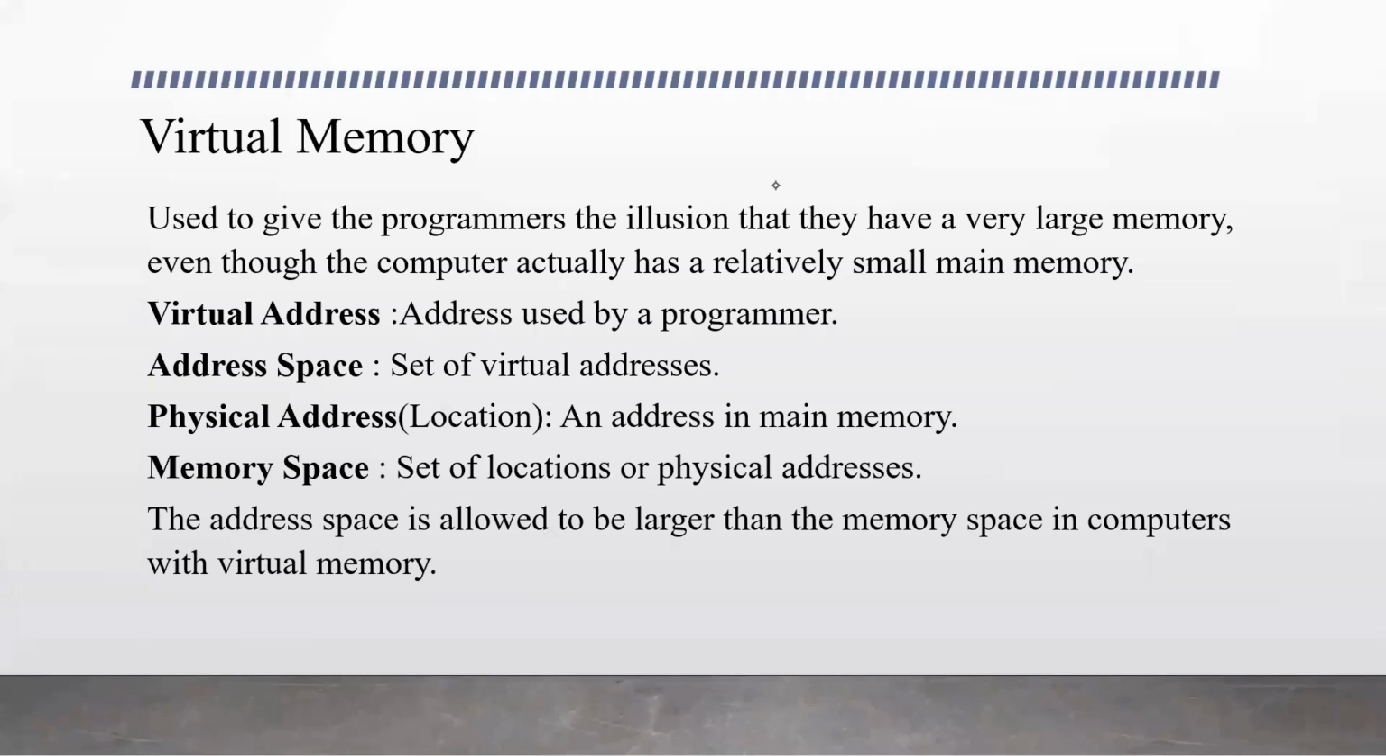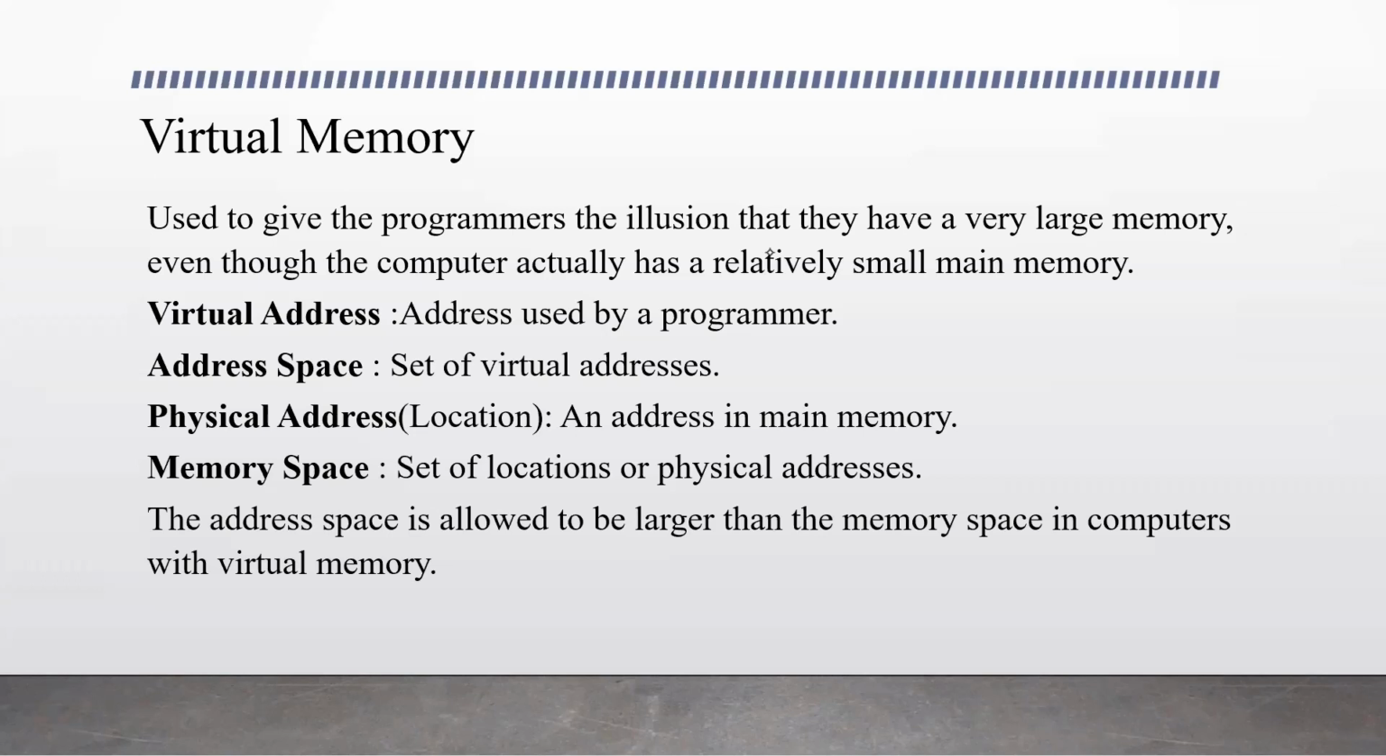This virtual memory is used to give the programmers the illusion that they have a very large memory, even though the computer actually has a relatively small main memory. We know that in computers, the main memory space is always less. It is expensive. The main memory that is constructed using RAM and ROM chips, and that performs faster than auxiliary memory, is expensive. So very little main memory is maintained in computer systems. So even though the computer has a small main memory, the virtual memory concept gives the programmers the illusion that they have a very large memory.